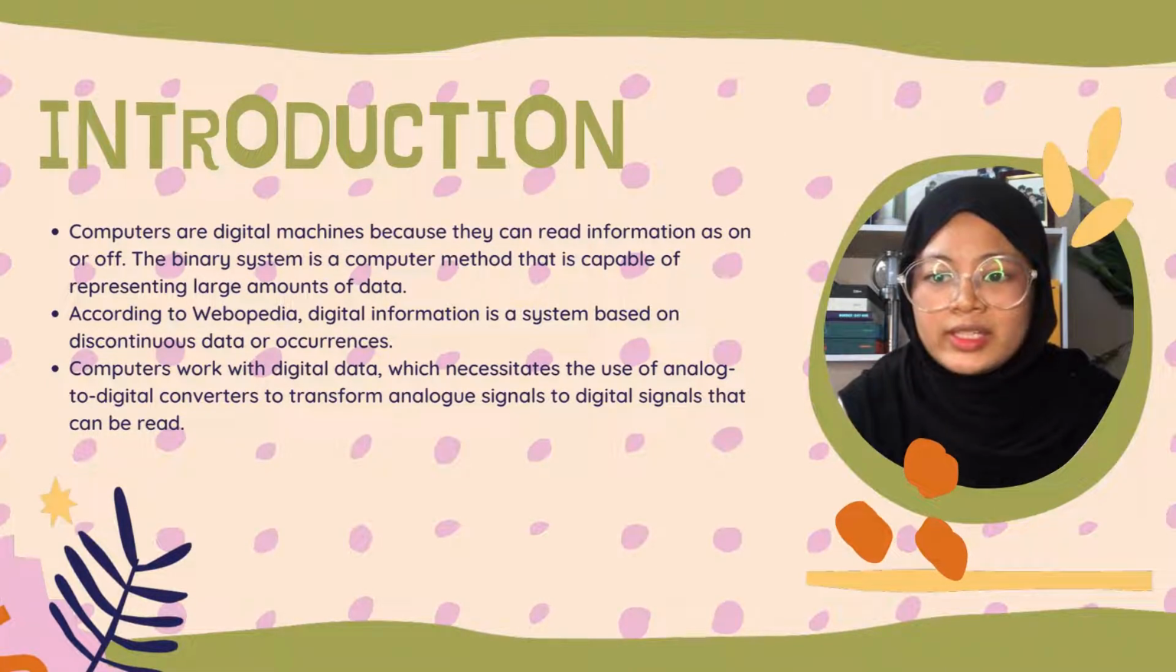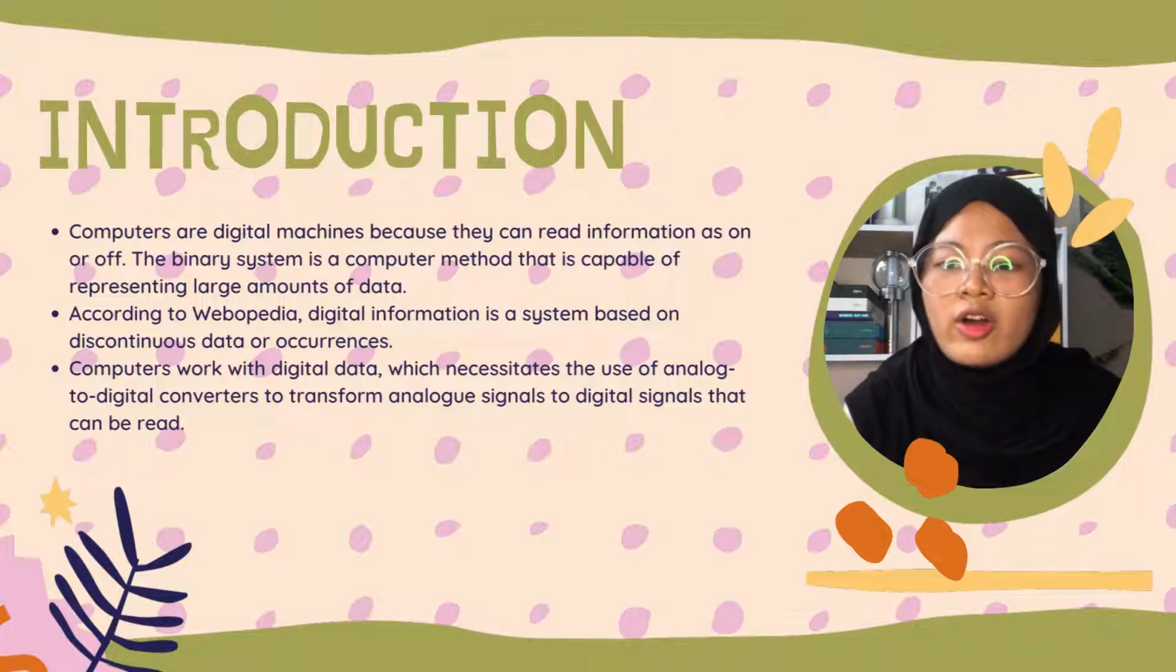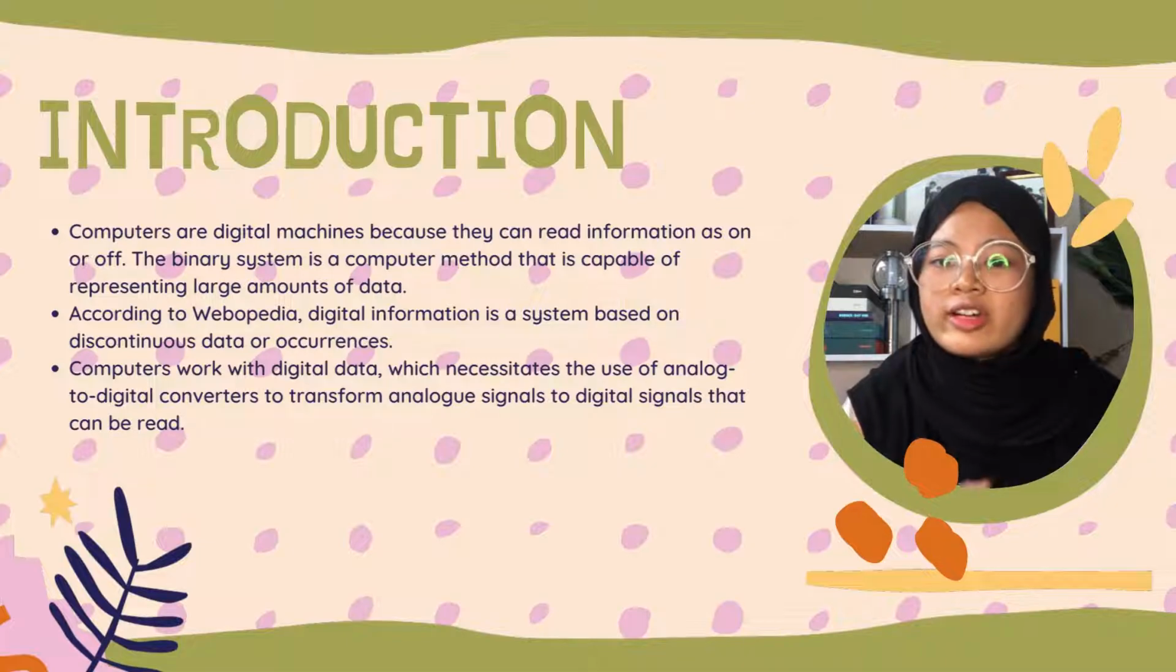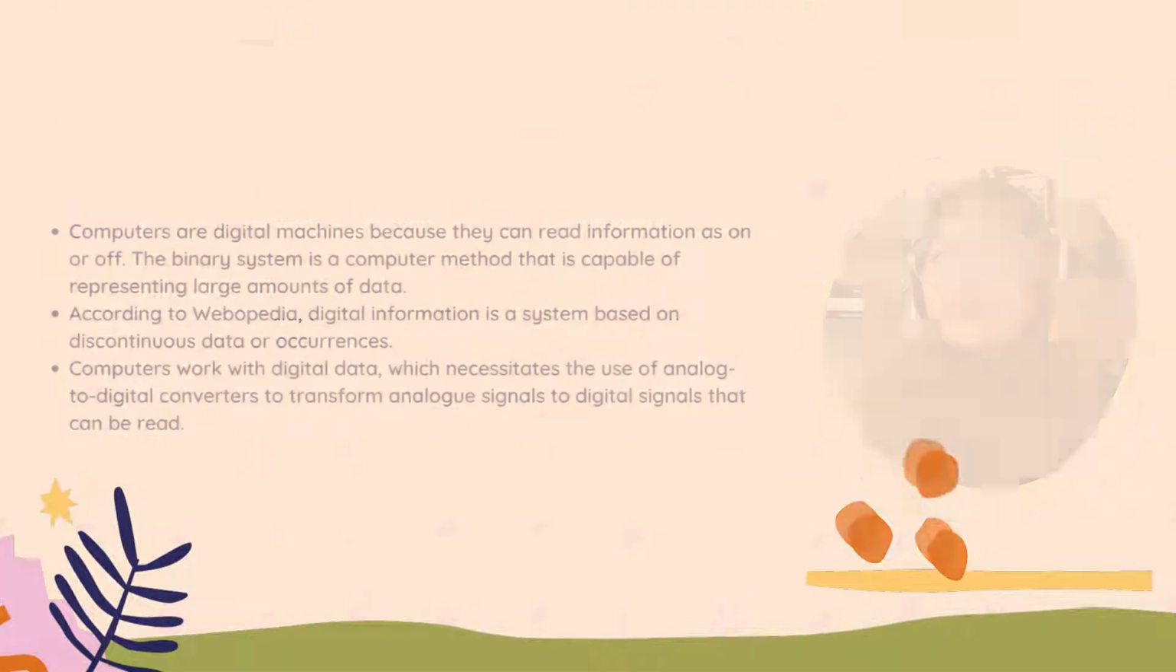According to Webopedia, digital information is a system based on discontinuous data or occurrences. Computers work with digital data, which necessitates the use of analog-to-digital converters to transform analog signals to digital signals that can be read.